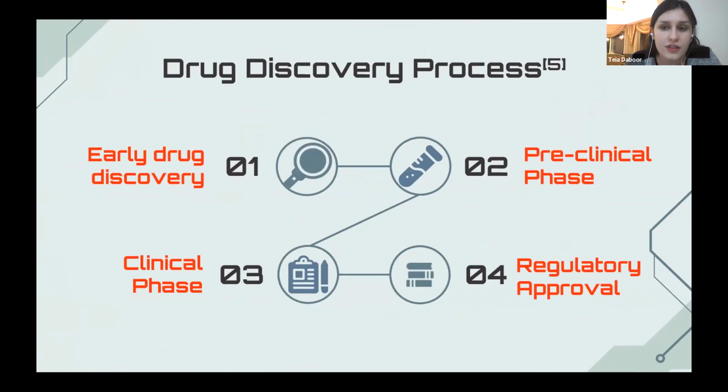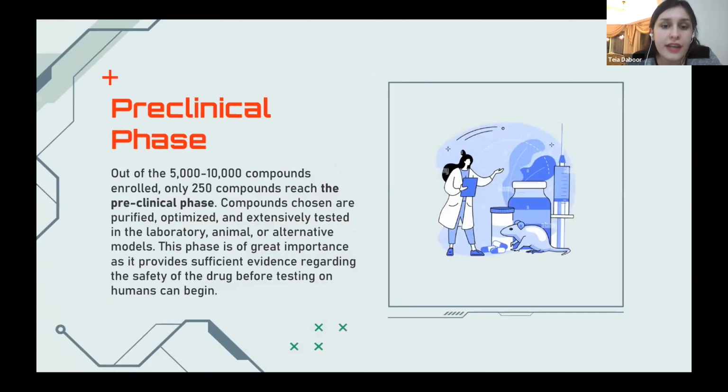The next stage is the preclinical phase. The preclinical phase is of great importance as it provides sufficient evidence regarding the safety of the drug before testing on humans can begin. And out of the 5,000 to 10,000 compounds enrolled, only 250 compounds reach the preclinical phase. Compounds chosen are purified, optimized, and extensively tested in laboratory, animal, or alternative models.